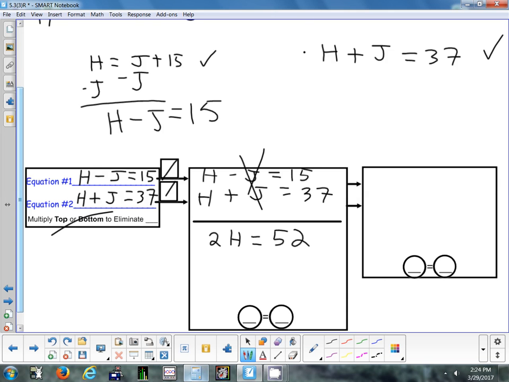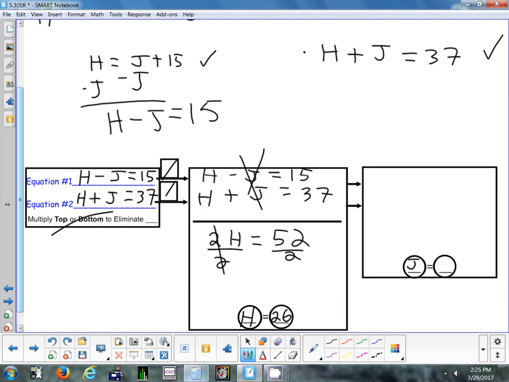Last step, and we're going to know Harry's age. Divide by 2. How old is Harry? What's half of 52? 26. Okay, are we done? No. What's the last thing we have to find? Jim's age. We got Harry's age, we're going to get Jim.